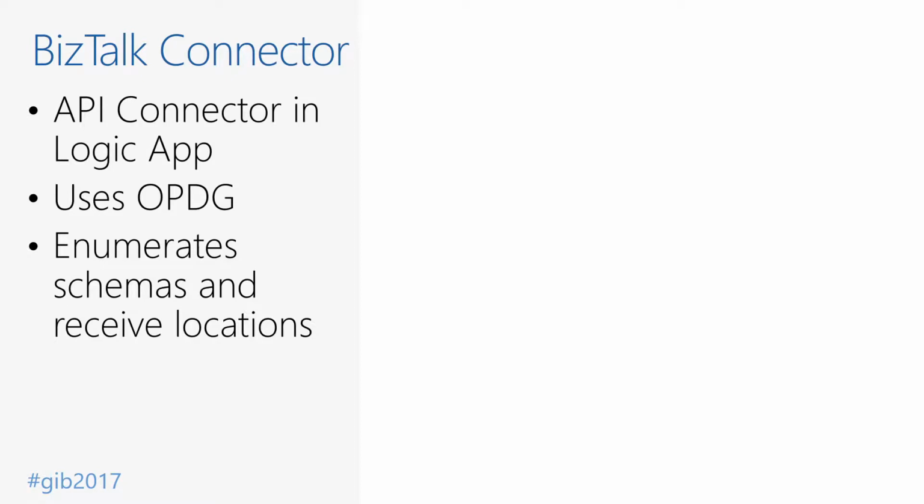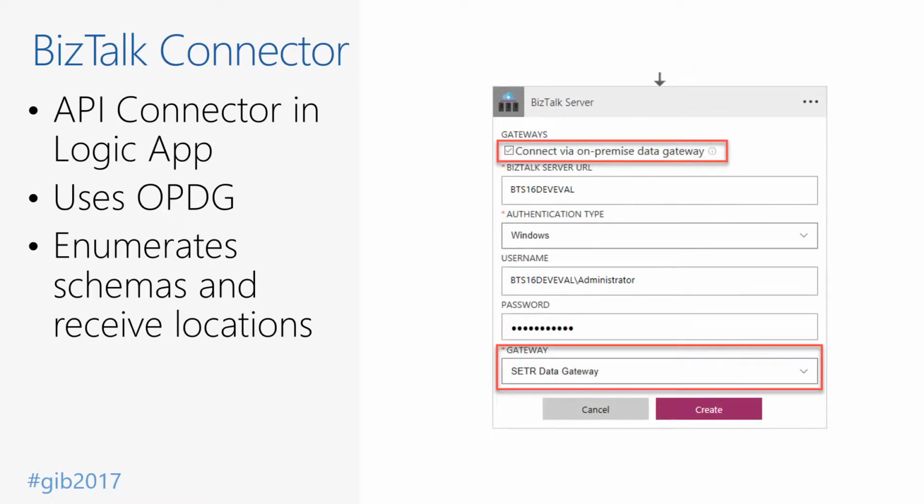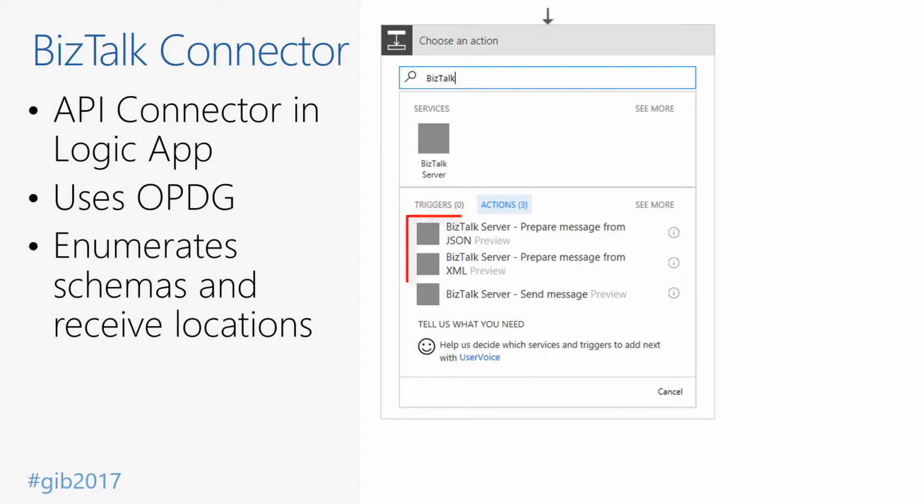So the BizTalk Connector is basically another Logic App API connector. When you configure it, just like with the SQL connector that you used in the last lab, you tick the box that says use the on-prem data gateway, and you'll be able to select one of the actions, which can be either to prepare a message, which it does from interrogating the schemas in your BizTalk instance, or to send a message. So once you select that option, in this particular case we're configuring the send message, and when you go into that drop-down, it will enumerate all of the receive locations that are exposed by your BizTalk Server instance that you've connected to. If you were doing the other option, prepare message from JSON or XML, it would go to your BizTalk and you'd be able to enumerate the schemas that are currently deployed.